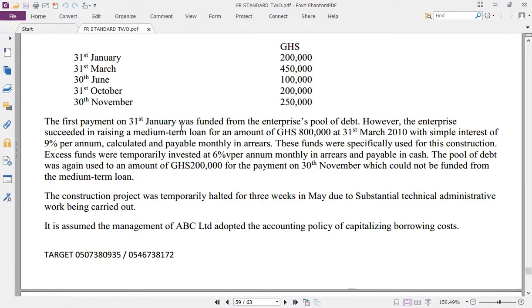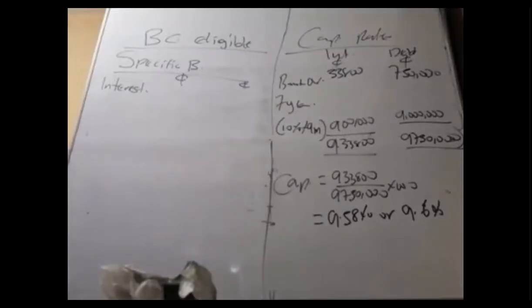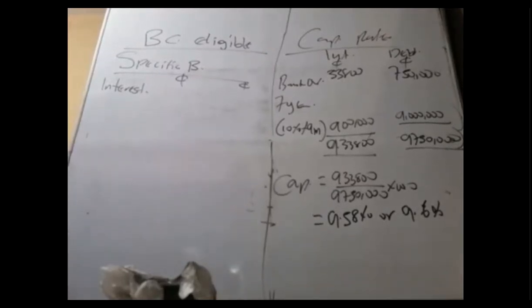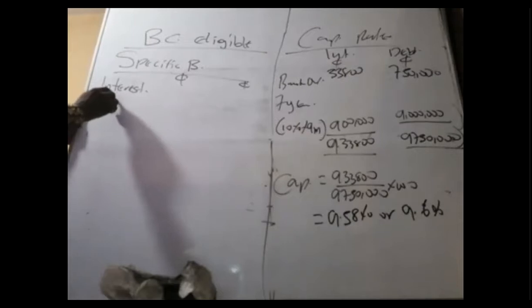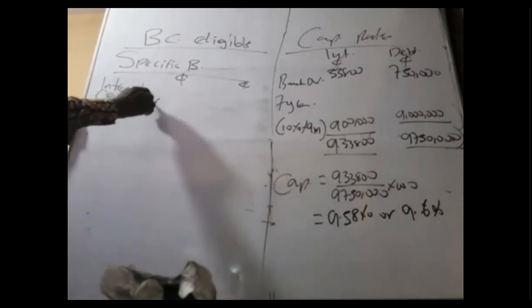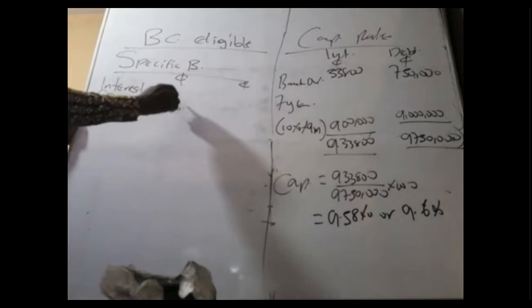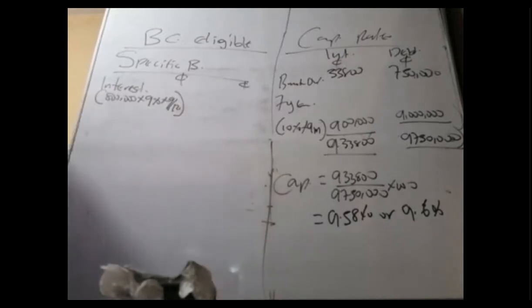And then interest is at the rate of 9%. So from 31st March up to 31st December, how many months? 9 months. Okay, 9 months, 3 months is gone. And the 800,000 interest is 9%. So therefore, the interest will be 800,000 times 9% times 9 out of 12. What do you get for the interest?